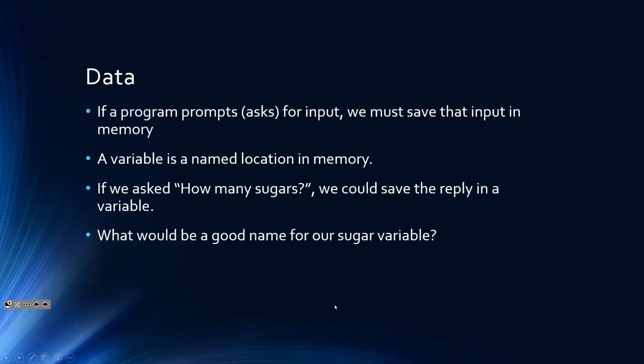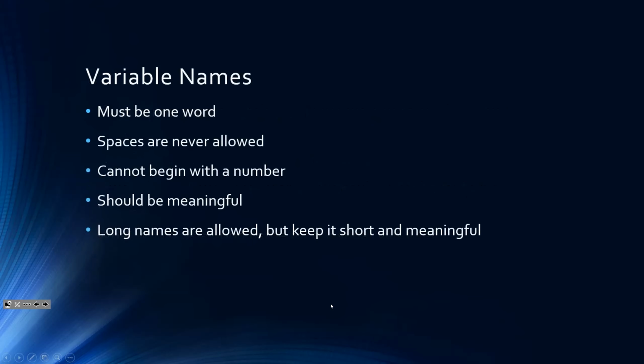Just say sugar. What about X? Would that be a good name? No, it wouldn't. We don't want to use names like that, but we will once in a while, just because we're trying to save time. So Tim was exactly right. He brought up, we need to know what our rules are before we can decide what a good name would be. And so these rules are usually followed in most programming languages.